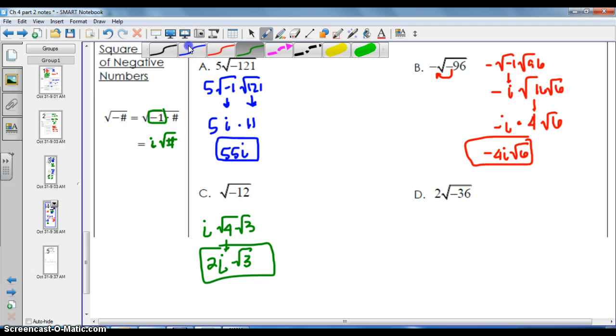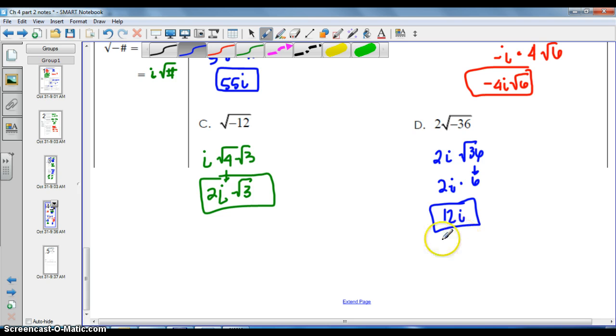Try D on your own. Pause the video. Make sure that negative comes out front to become an I, and then simplify your number, your radical. So you should have gotten 2. The negative moves out to become the I. The square root of 36 is 6, which then ends up multiplying times the 2 to get you 12I.